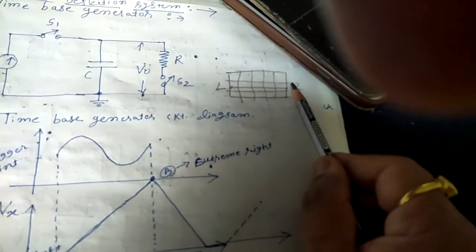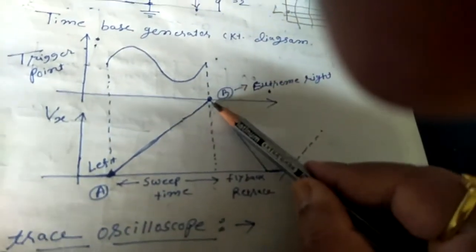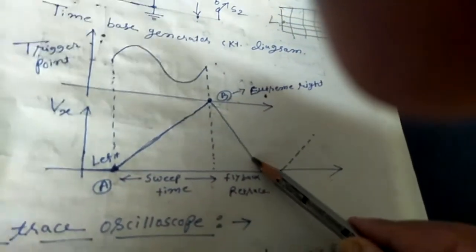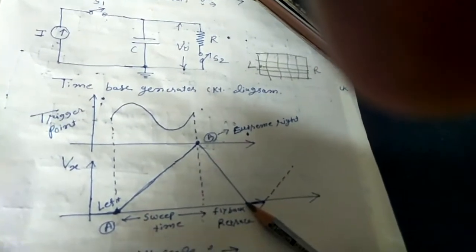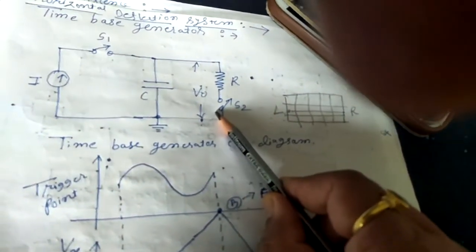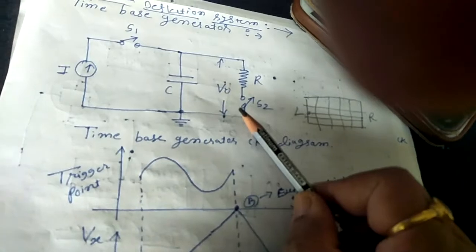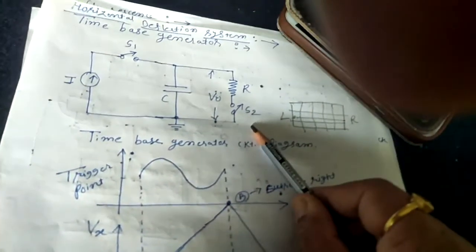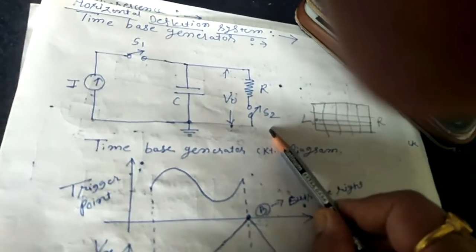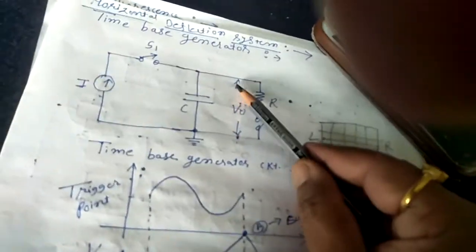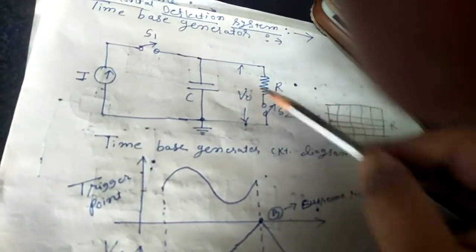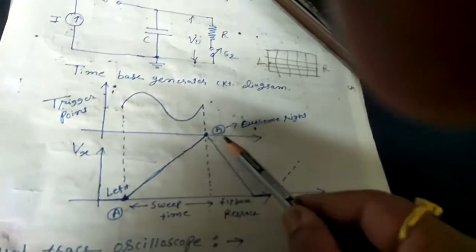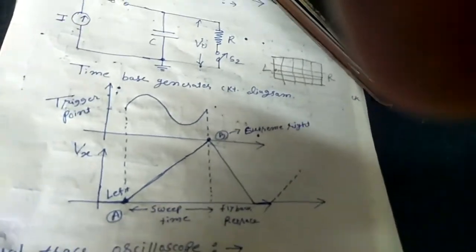Then when your spot travels from right to left, your Vx decreases and reaches 0. At that time your capacitor gets discharged. How does it get discharged? S1 is open and S2 is closed. At that time your capacitor gets discharged, and this is the output voltage Vo. This output voltage is a sawtooth wave. Like that, a number of sawtooth waves can be generated.